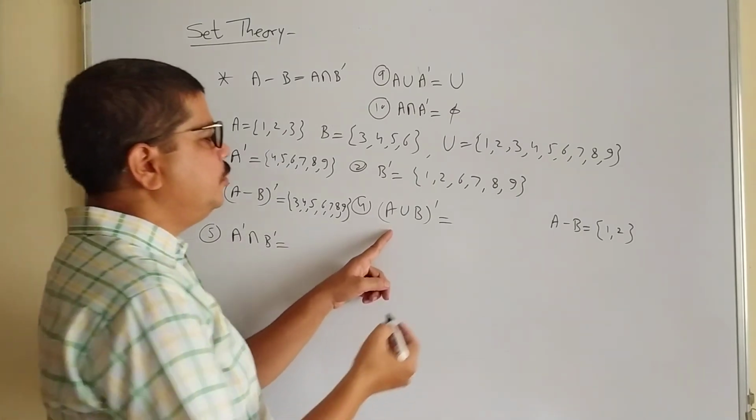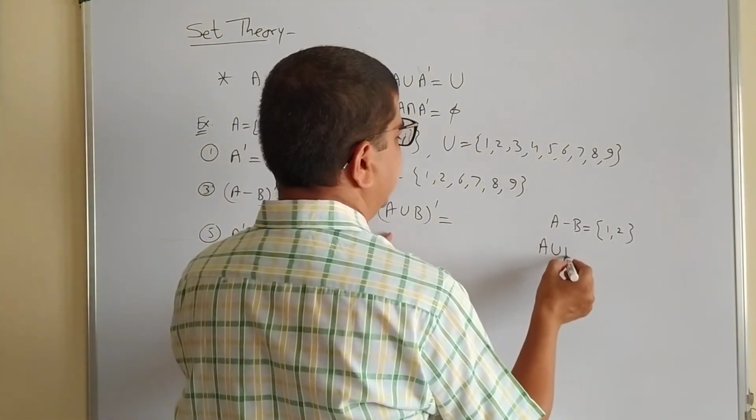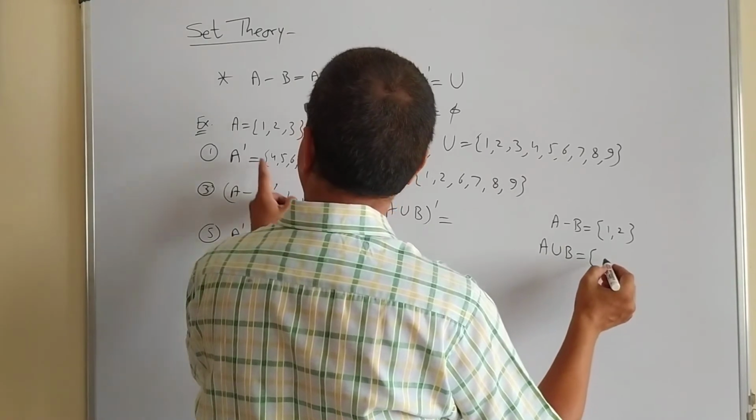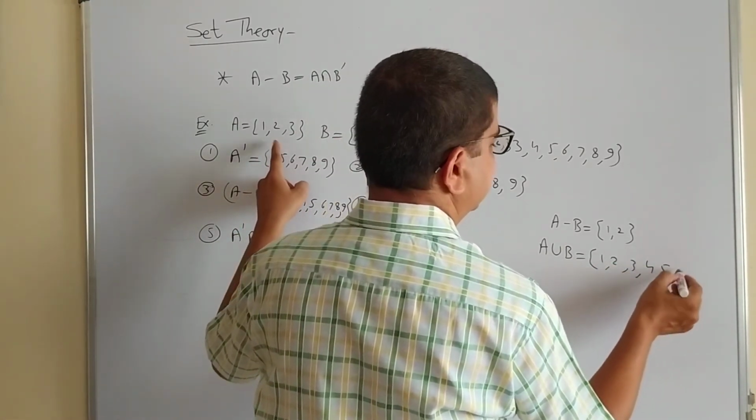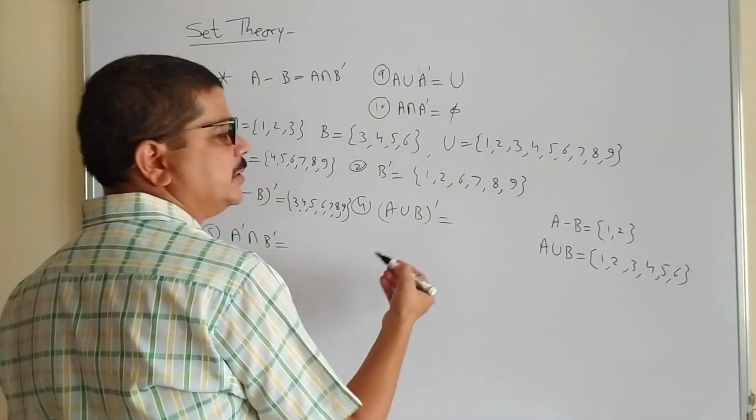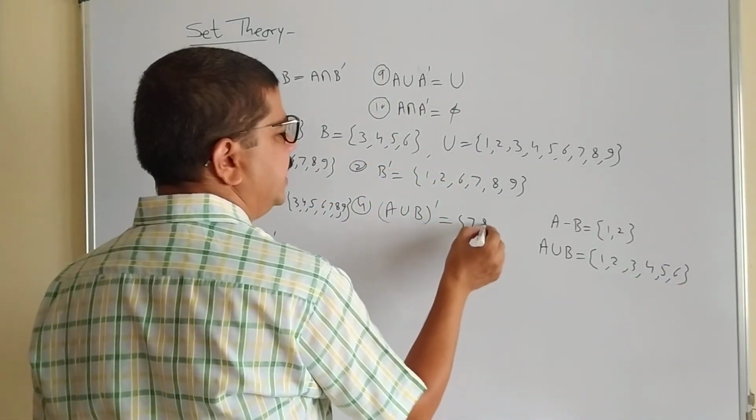Similarly, A union B complement. So first we will find A union B. What A union B is? 1 2 3 4 5 6. And its complement will be 7 8 9.